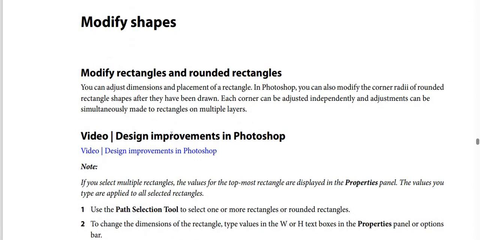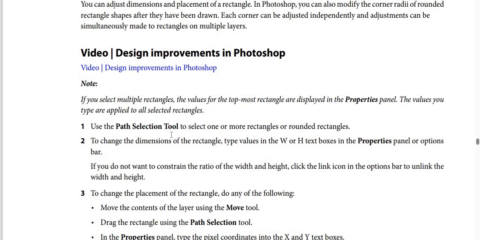Modify shapes, modify rectangles and rounded rectangles. By the way, you can adjust dimensions and placement of a rectangle, and in Photoshop you can also modify the corner radius of rounded rectangle shapes after they have been drawn, and each corner, by the way, can be adjusted independently, and adjustments can be simultaneously made to rectangles on multiple layers, by the way. And what about design improvements in Photoshop?